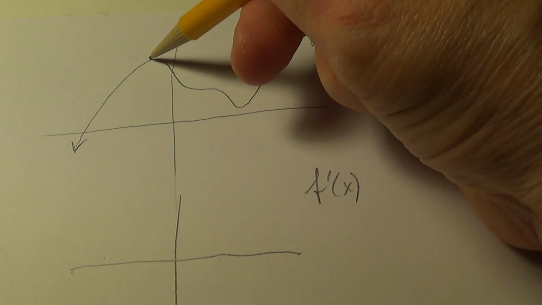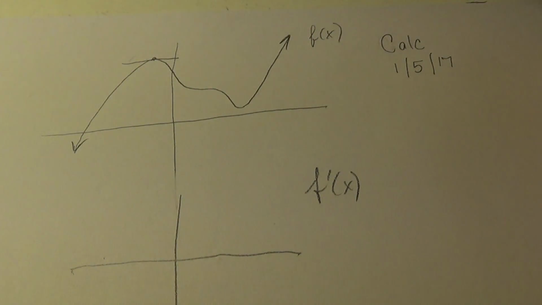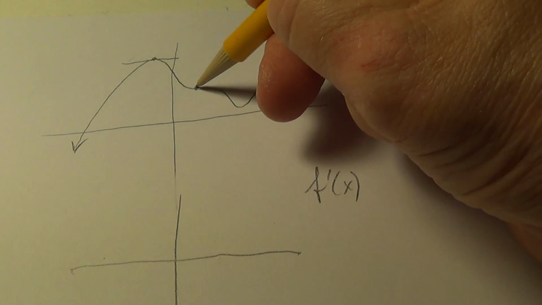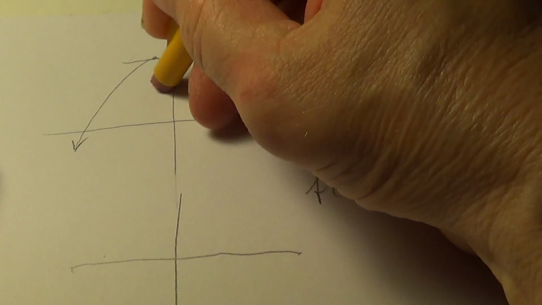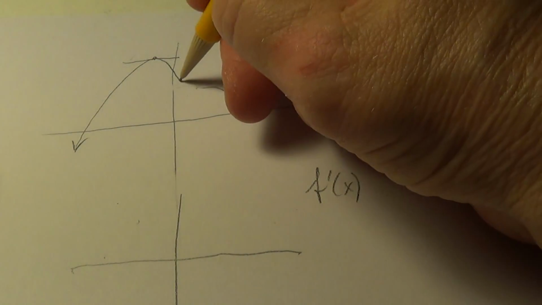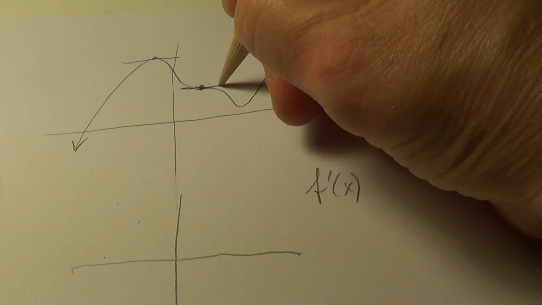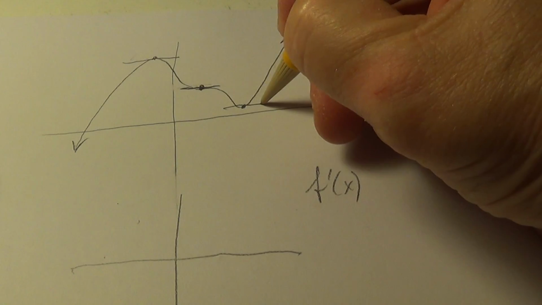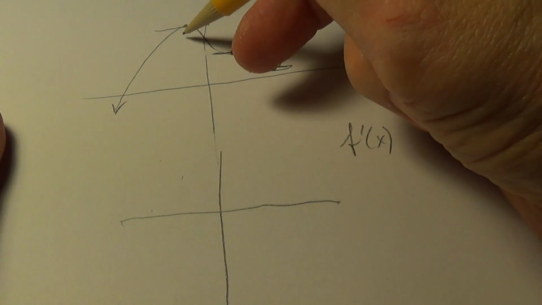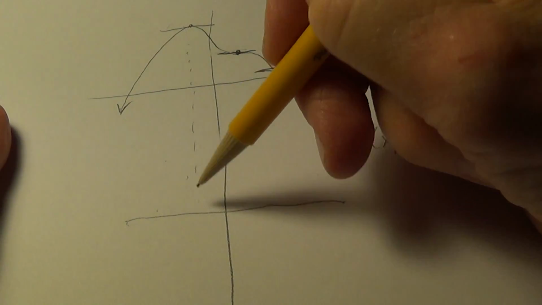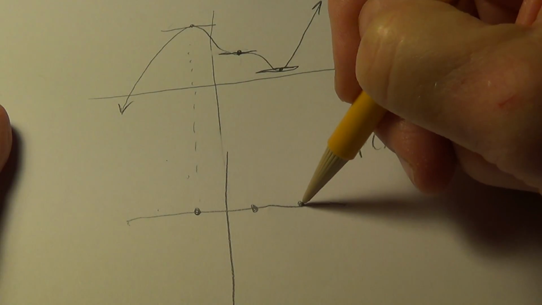So here at this mountaintop, do you see the tangent line would be horizontal, and that is a 0 slope, 0 derivative. And here we have a downward rest. So right about there, the slope for an instant is horizontal, and down here. So at those 3 spots, I'm going to come down below, and this would be a 0, 0, and 0.